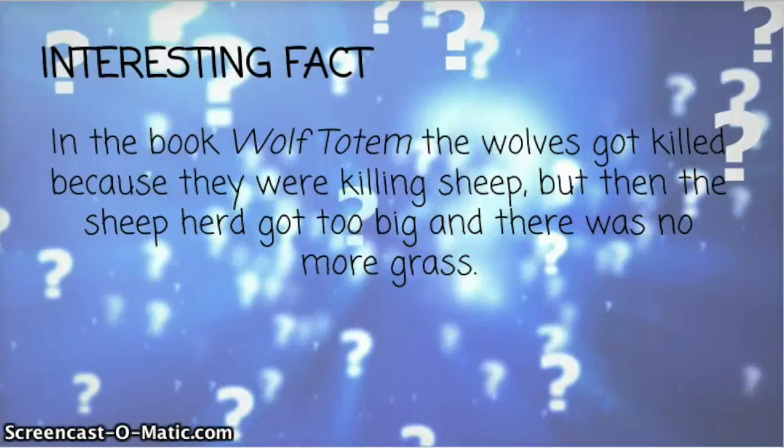There's a book called Wolf Totem, which is about people in Mongolia, China, who are basically farmers, and they basically have the same effect of the disruptions. First, they thought the wolves were killing too much of their sheep, so they killed all the wolves. But then there were no more wolves to kill the sheep, so the sheep numbers got too big, and then they ate too much of the grass, and all the grass died. And that's what caused a lot of problems in that book.